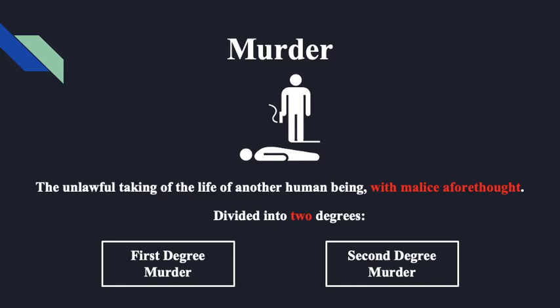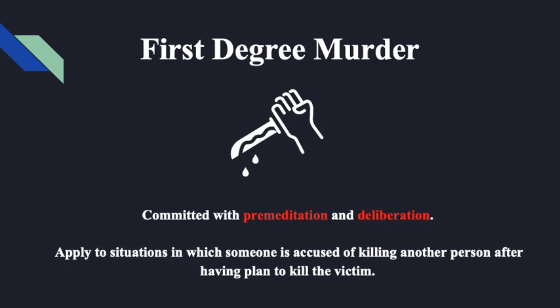State law typically breaks murder down into two classifications: first degree and second degree. Murder in the first degree is murder committed with premeditation and deliberation. To be guilty of first-degree murder, the defendant must intend to kill. It applies to situations in which someone is accused of killing another person after having planned to kill the victim. Thus, it requires malice and forethought.